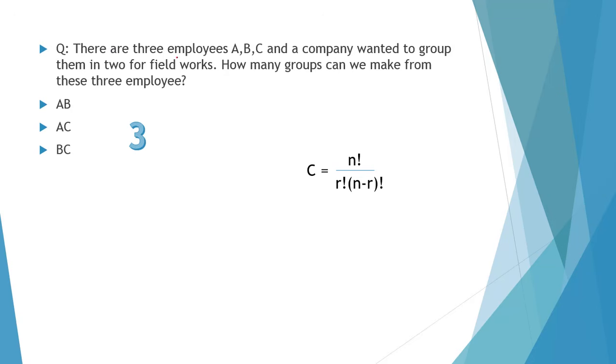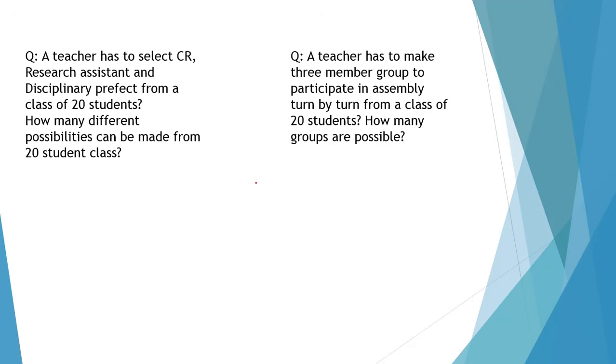There are 3 employees, A, B and C, and a company wanted to group them in 2 for fieldwork. How many groups can we make from these 3 employees? The question is so simple that you can do it visually and you can see that there are 3 groups. Now plug in the values in this formula and verify the answer.